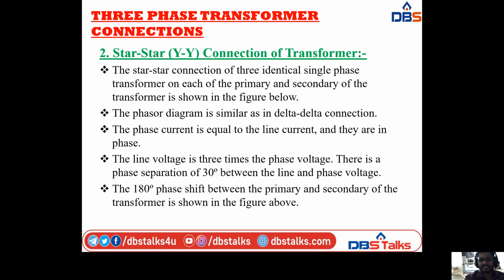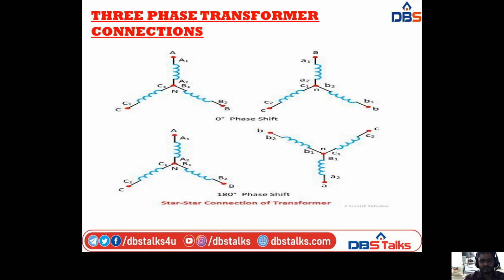Here the phase current is equal to the line current. In the star to star connection, I phase is equal to IL, and they are in phase. The line voltage, that is VL, is 3 times the phase voltage. There is a phase separation of 30 degrees between the line and phase voltage. The 180 degree phase shift between the primary and secondary of the transformer is shown in the figure, that is this one.